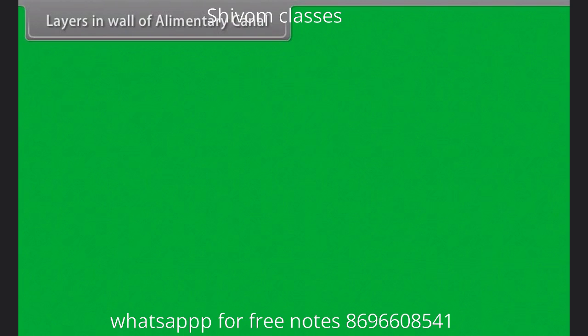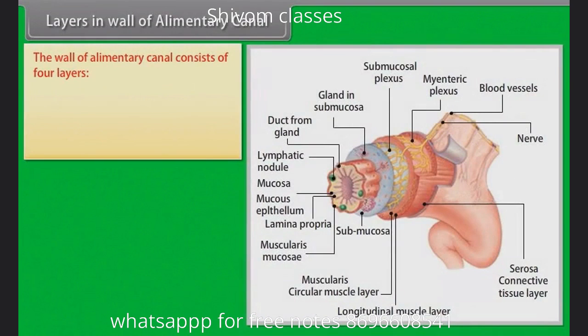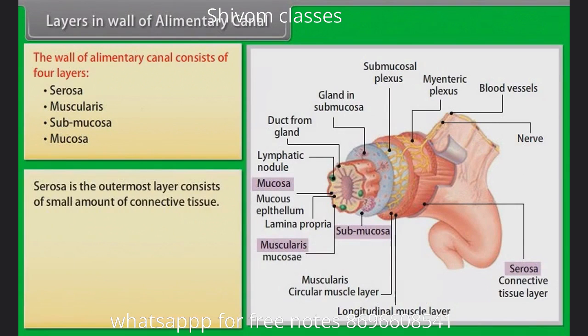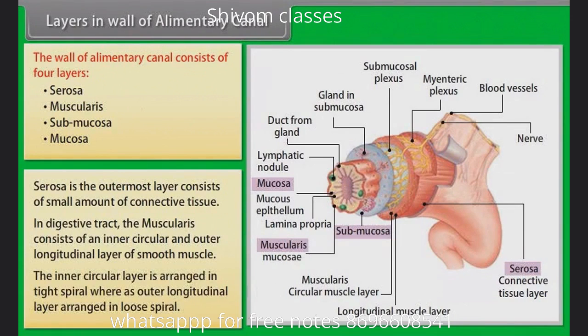Layers in wall of alimentary canal. The wall of alimentary canal consists of 4 layers: serosa, muscularis, submucosa, mucosa. Serosa is the outermost layer, consists of small amount of connective tissue. In digestive tract, the muscularis consists of an inner circular and outer longitudinal layer of smooth muscle. The inner circular layer is arranged in tight spiral, whereas outer longitudinal layer is arranged in loose spiral.